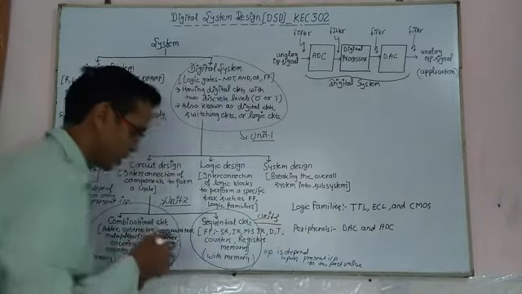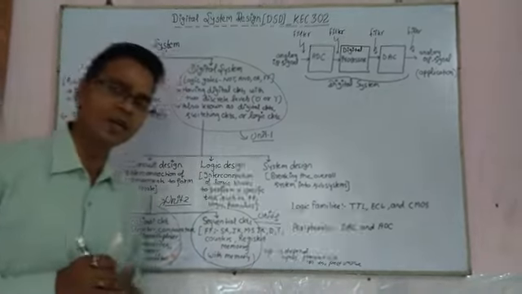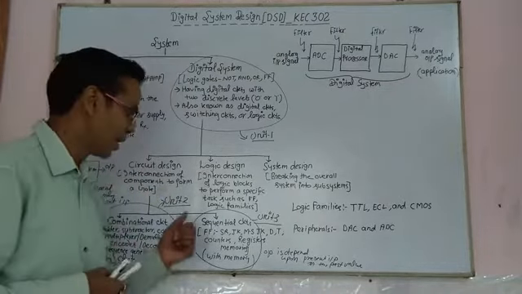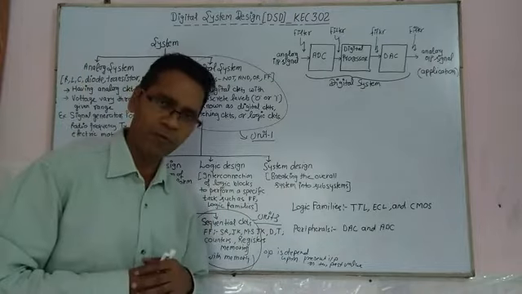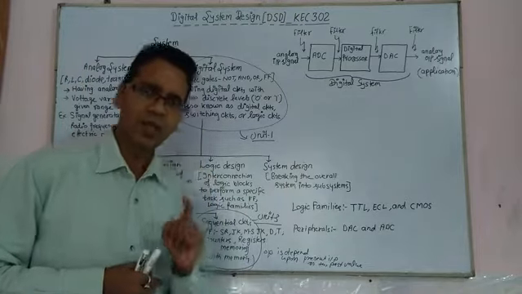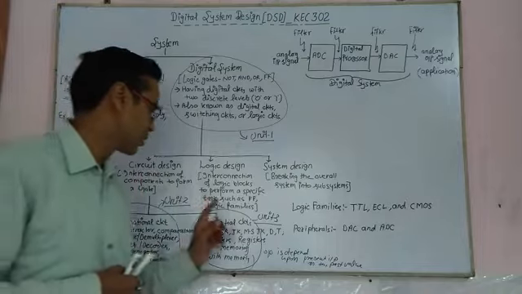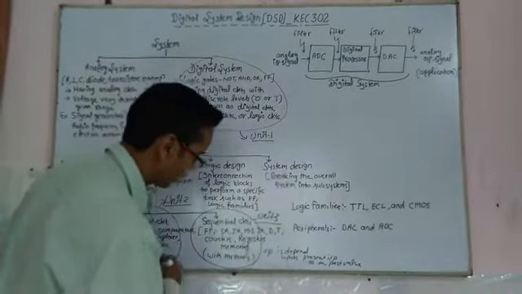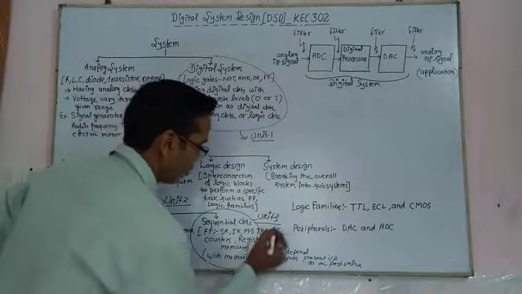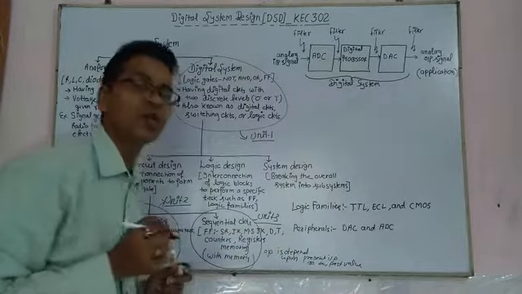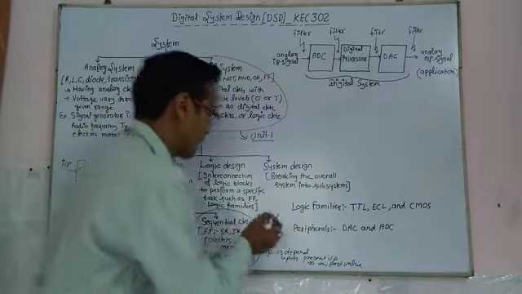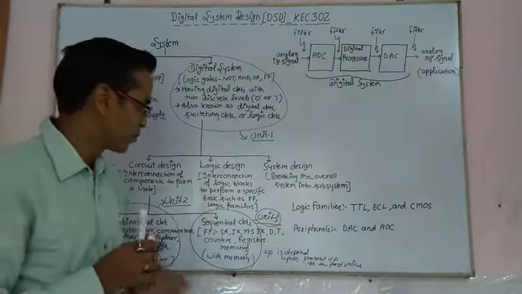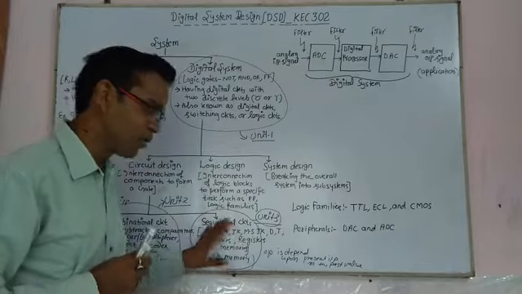This is your unit 3. In unit 3 you will study sequential circuits, in which you will study a basic element of storage memory, that is the flip-flop. How to store a bit, a single bit you can store in a flip-flop. So you will study here the memory part.